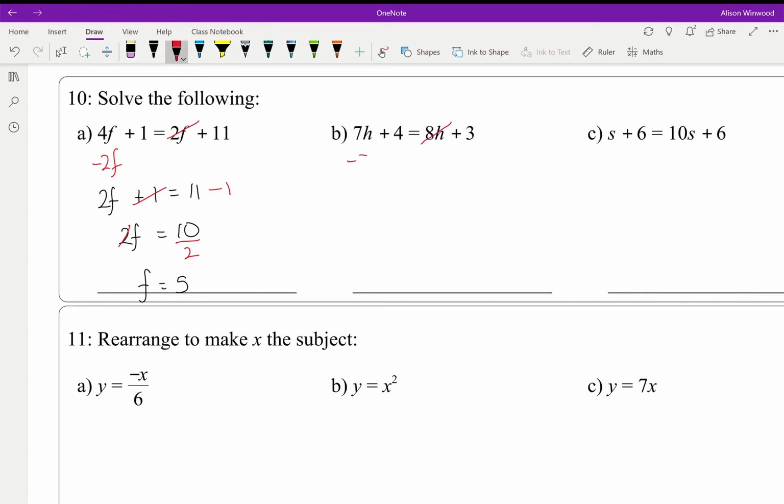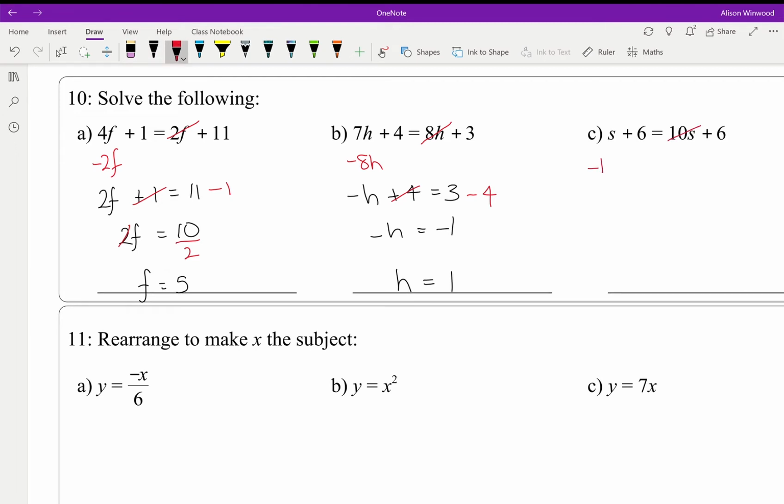Move the letters to the left. So I get negative h plus 4 equals 3. Opposite of add is subtract. So I get negative h equals negative 1. So positive h equals positive 1.